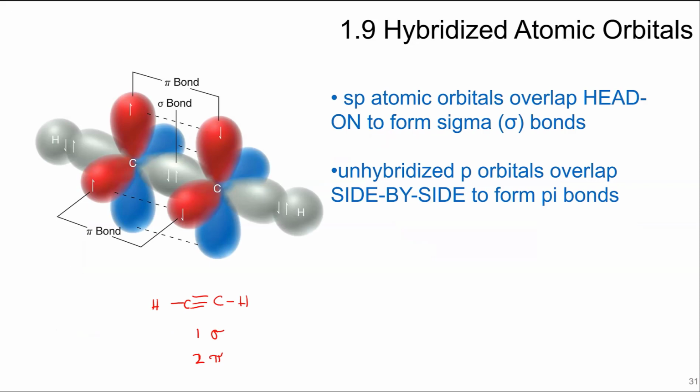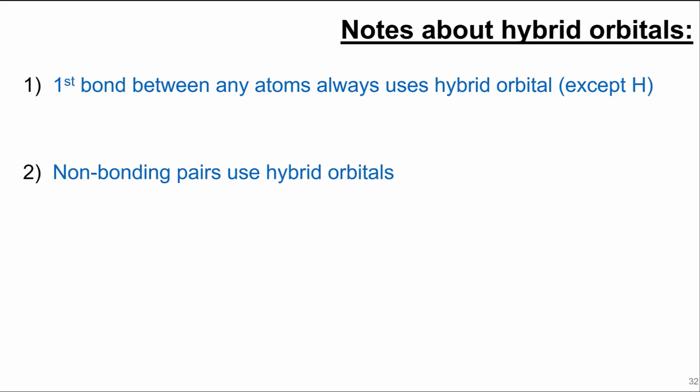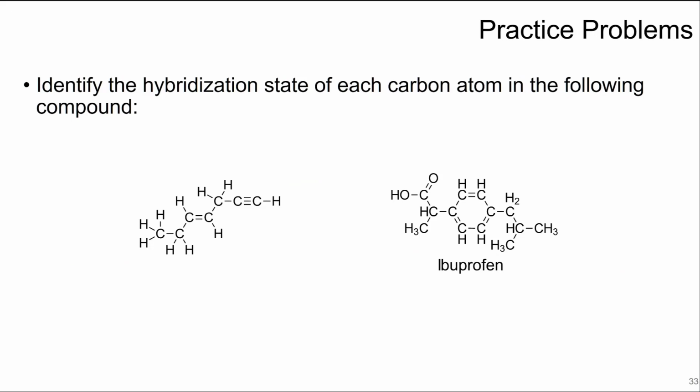All right, so the sp atomic orbitals overlap head-on to form the sigma bond, which is that first sigma bond. And then you have the 2 side-by-side p orbitals to form the pi bonds. A triple bond has 1 sigma bond and 2 pi bonds. To note about hybrid orbitals, the first bond between any atoms always uses the hybrid orbital, except for hydrogen. Non-bonding pairs use hybrid orbitals, and then second or third bond between atoms use unhybridized p orbitals to form the pi bonds. So we want to look at the hybridization of each of these things.